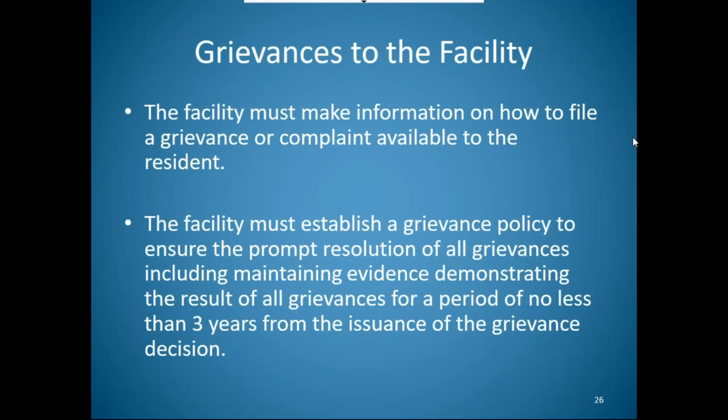When I talk grievances, we're pretty much talking those little incidents where my black pants are missing, my hairbrush is missing, somebody took my shampoo or my lotion. Those are the type of things that I look at as a grievance, not necessarily a complaint, even though they are kind of one and the same.